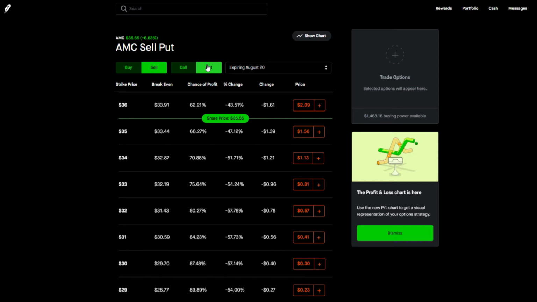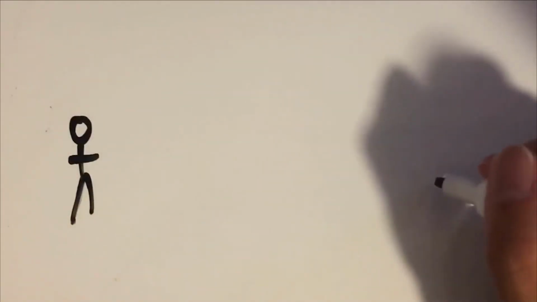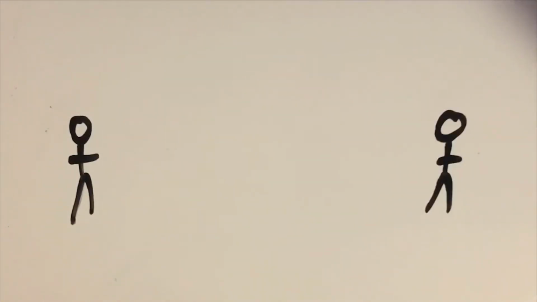Alright, we're going to start with puts. Now options is kind of backwards. When we sell puts, we are selling a contract that says we want to buy 100 shares of a stock for a certain price. Let me break it down. When we sell a put, we are selling someone a contract that says I want to purchase 100 shares of this stock for this price.